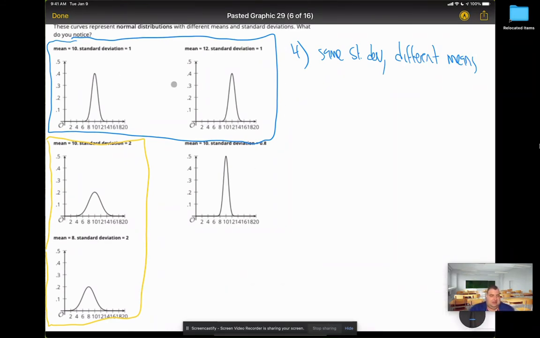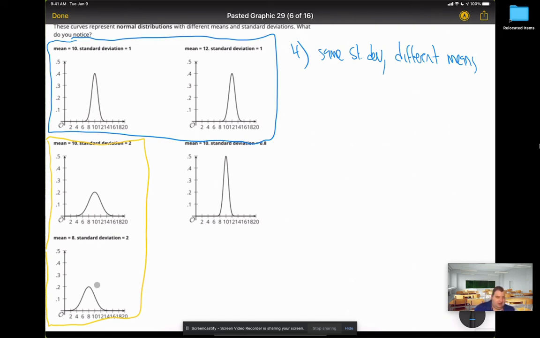So let's take a look at these two first. Notice, in this case, the high points are at different spots. But notice the bells look exactly the same. They have the same height. They're spread out the same. The only difference is one has the high point at 10 and one has the high point at 12. So literally this one right here is the same as this one right here, except it's shifted over to where the new mean is.